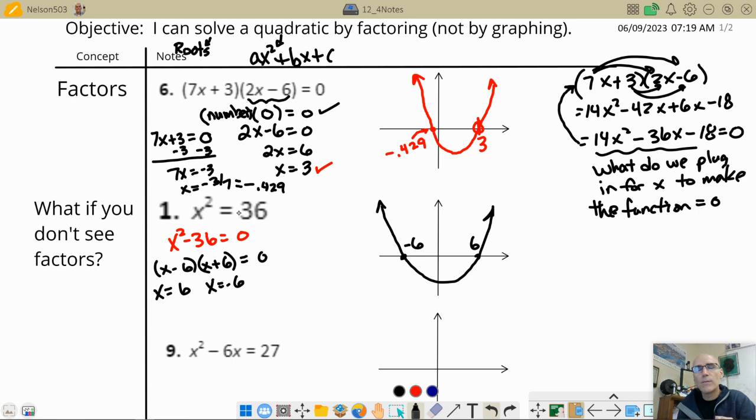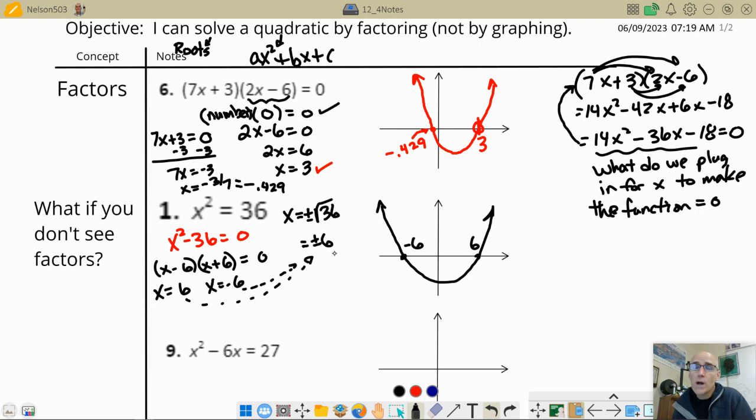Now, wait a minute. You know what? Some of you guys might be saying, you don't have to factor this one to solve it. You could just take the square root. So if I take the square root of 36, the principal root is 6, okay? But I only get the positive 6 right there. You notice that? So what we do to fix that issue is we put plus or minus.